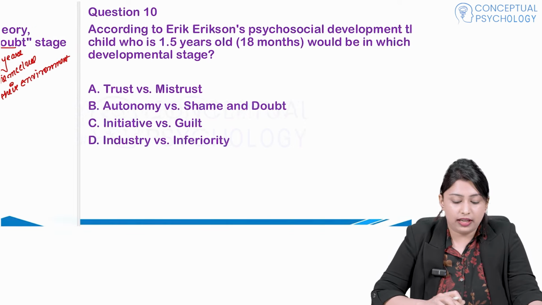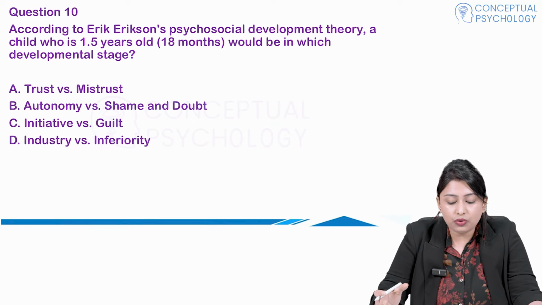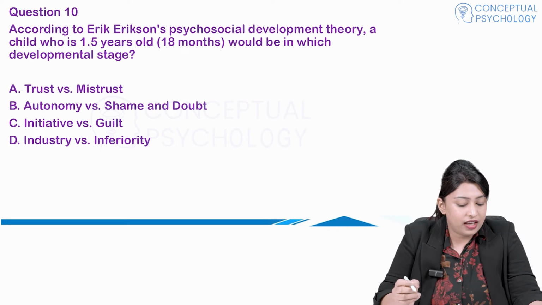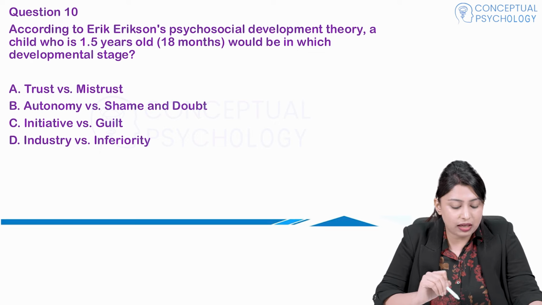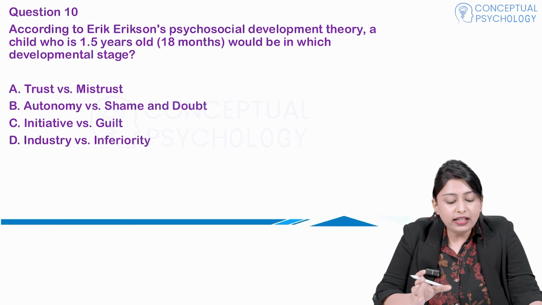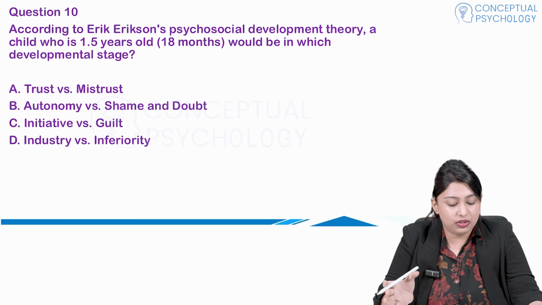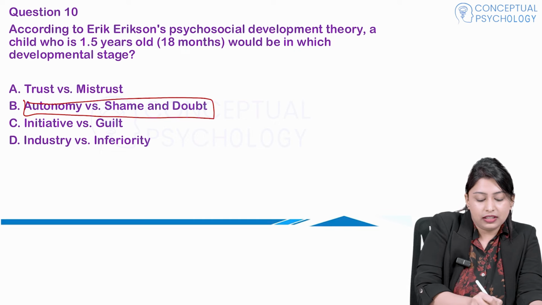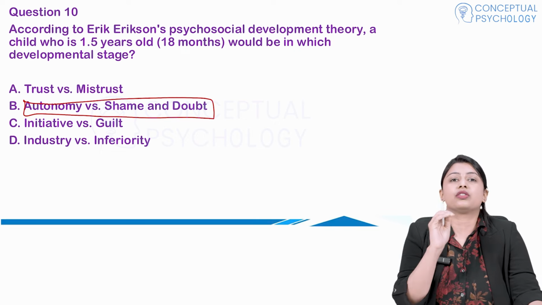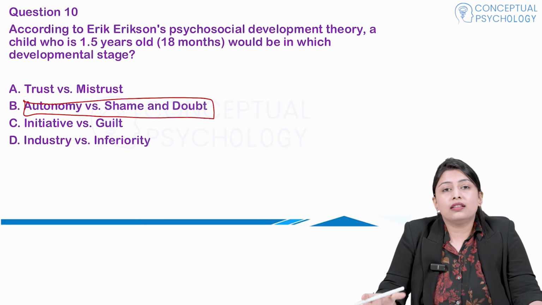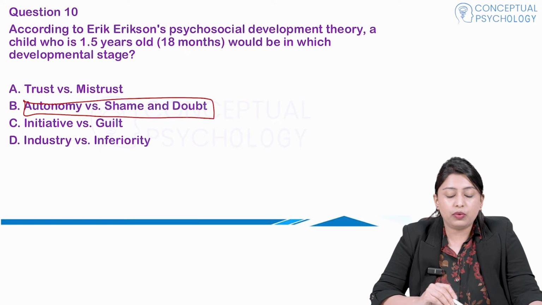All right, moving on to the next question. According to Erikson's psychosocial development theory, a child who is 1 year, 5 months old, which is approximately 18 months, would be in which developmental stage? A. Trust versus mistrust, B. Autonomy versus shame and doubt, C. Initiative versus guilt, D. Industry versus inferiority. A child who is 1 year, 5 months old is in the autonomy versus shame and doubt stage. I did mention the age range in the previous question itself, so we could get an idea of the answer from there.